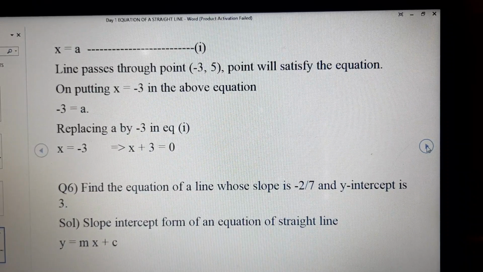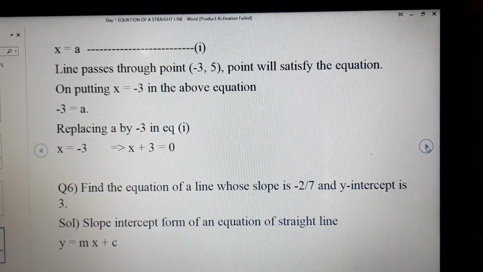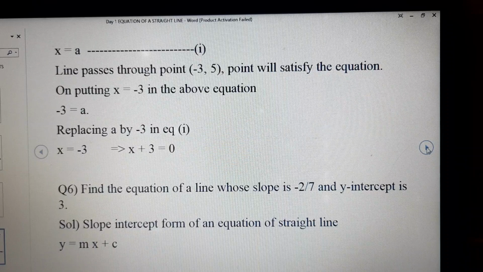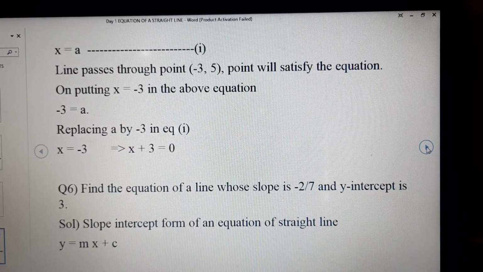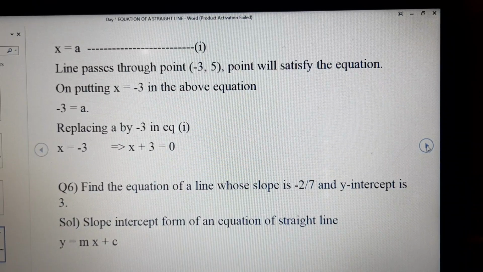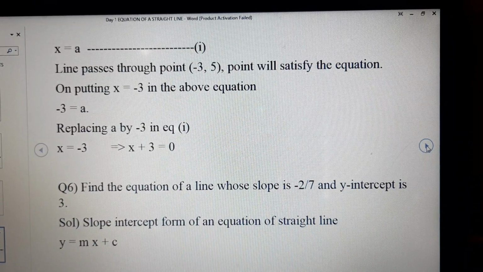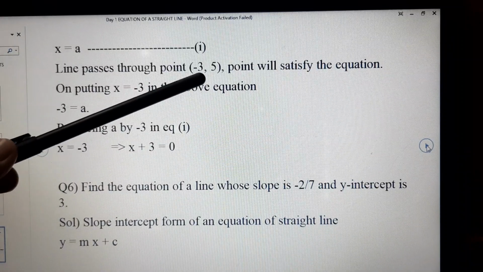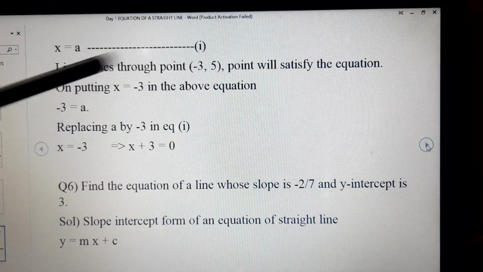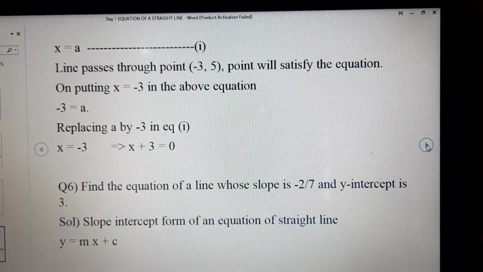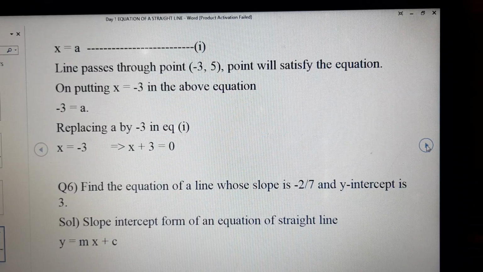So first of all, the standard form is x is equal to a. And this line segment is passing through point minus 3 comma 5. Always remember, when we have this kind of question that a line passes through a particular point, then the point will always satisfy the equation. What does it mean? It means if you put x is equal to minus 3 and y is equal to 5 in that equation, then LHS will always be equal to RHS.